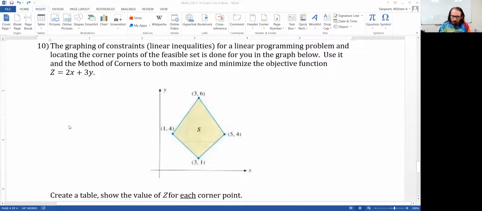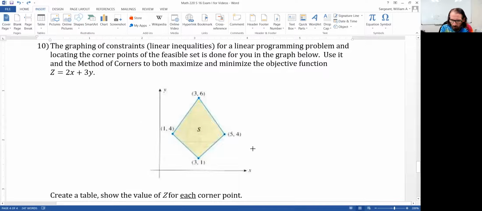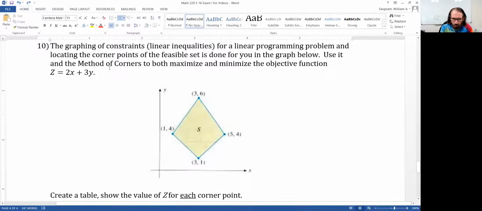We are presented with a bounded region here. I can put a circle around that, for example. Let's see if I can do that real quick, just for demonstration purposes. There, I've covered it up with a circle. So that is a bounded region.